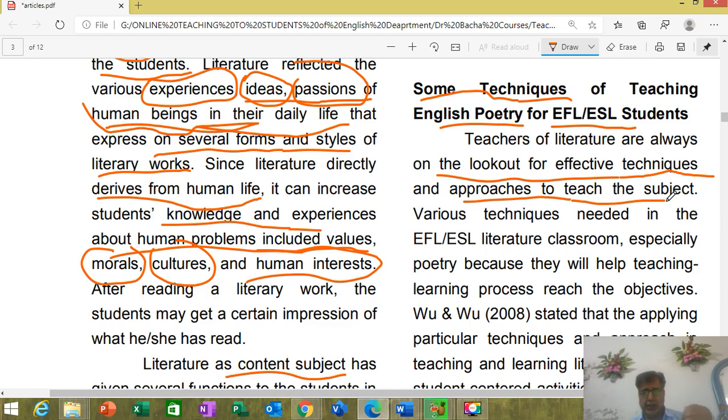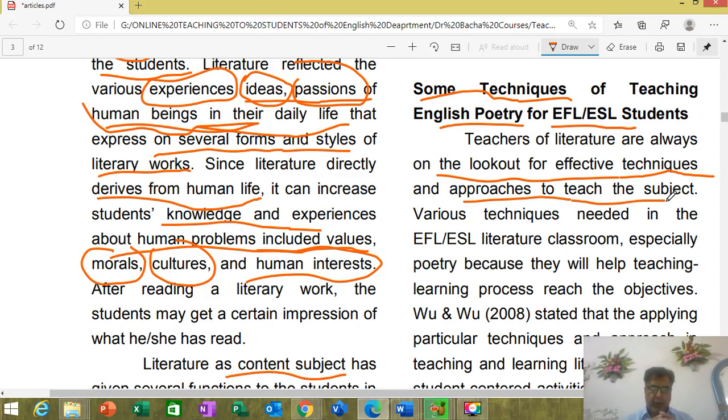So finally, PDR, ALM, TPR, and many others came, but unfortunately, not a single method was enough to comprehensively take the features of all these things. So then the educationists and the linguists came up with something new, an approach which is termed the eclectic approach, eclecticism. What is this eclectic approach?